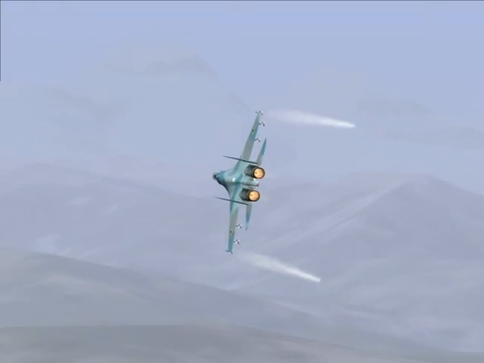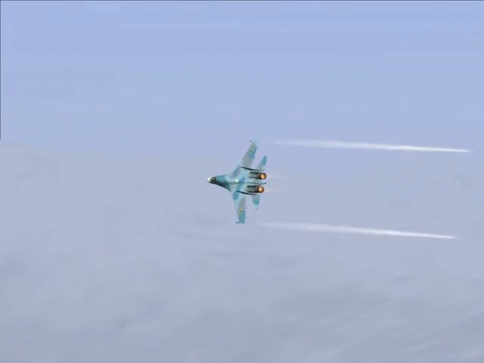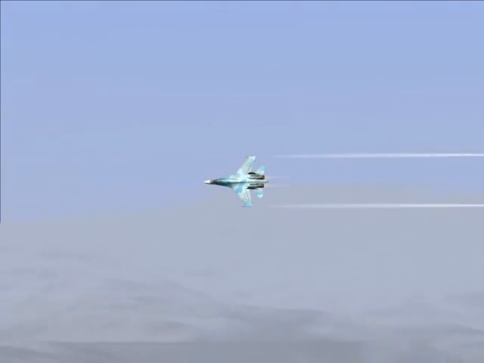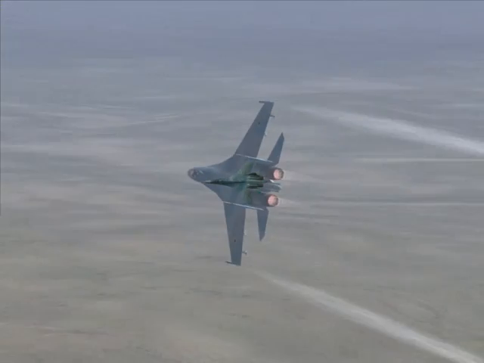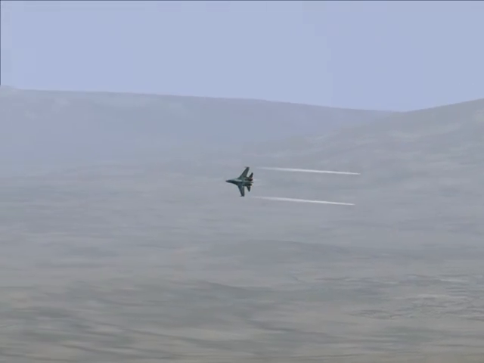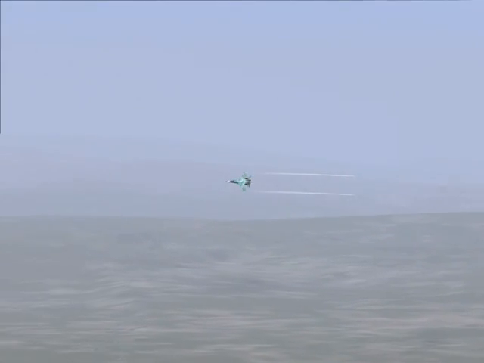Notice I said for a few moments. By definition, your highest G turn at corner speed will give you your highest turn rate. But this turn rate is not sustainable. In fact, it's called your instantaneous turn rate. It's the fastest you can swing your nose through the turn radius for a short period of time.